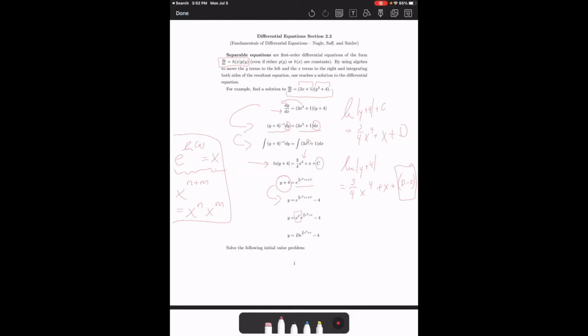Now, e to the c is just e to some constant. There's no variable going on in there, so it's just a number. So we're just going to let d equal e to the c.